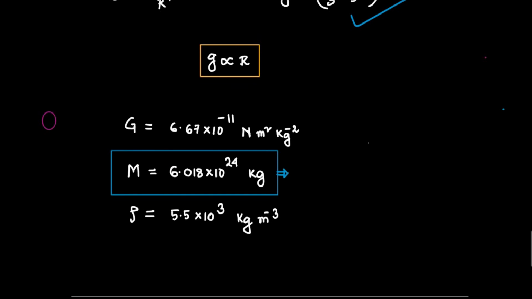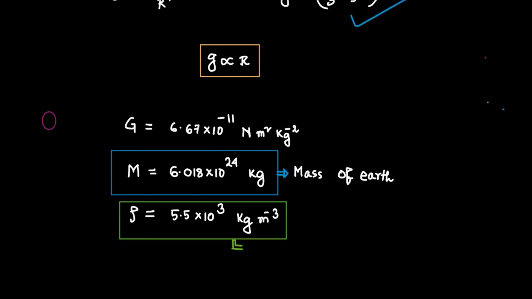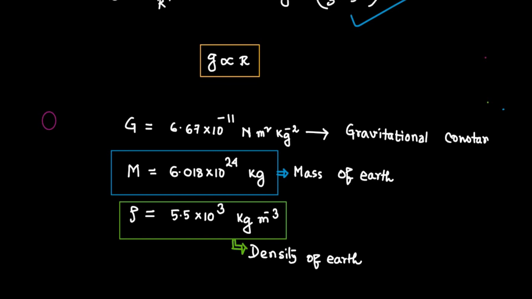Capital M equals 6.018 into 10 to the power 24 kg, mass of Earth, and rho equals 5.5 into 10 to the power 3 kg per meter cube. This is density of Earth. Capital G equals 6.67 into 10 to the power minus 11 Newton meter square kg to the power minus 2, which is gravitational constant.